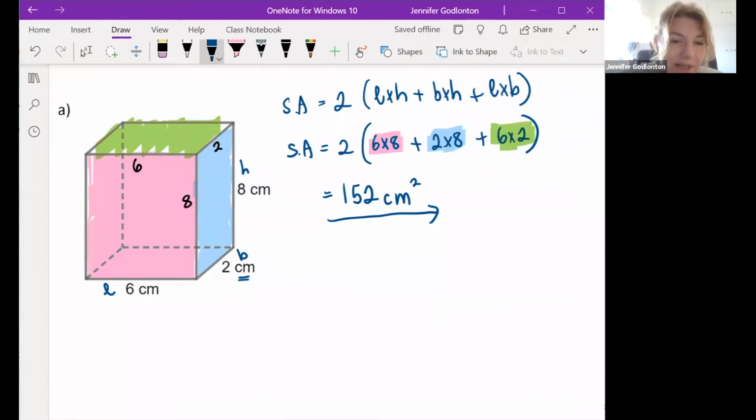Yes, so the 6 times 8 is this pink one, because if this side over here is 8, then this side would also be 8. So if I was working out the area of that pink face, it would be 6 times 8.